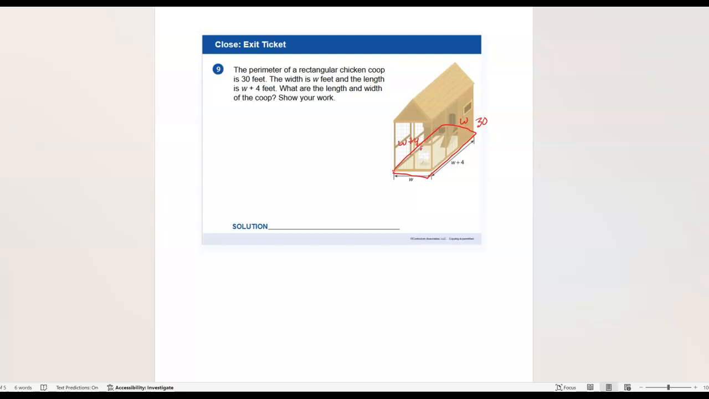So you know that if you add all the sides together, W plus W plus (W plus 4) plus (W plus 4), you get 30. Another way to write that would be 2 times (W plus 4) is equal to 30. No matter what, you're going to get 2W, 2W. You're going to get 4W plus 8 is equal to 30. You'll be able to solve for what the width is, right? That's what W is. But then you'll need to plug back in to figure out what the length is. Remember, the length is W plus 4.